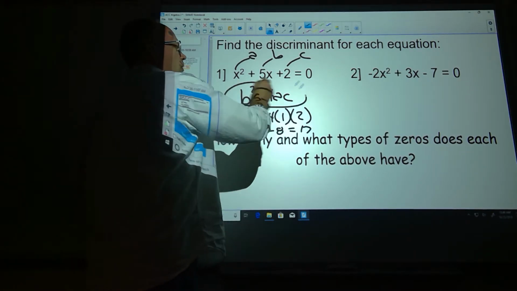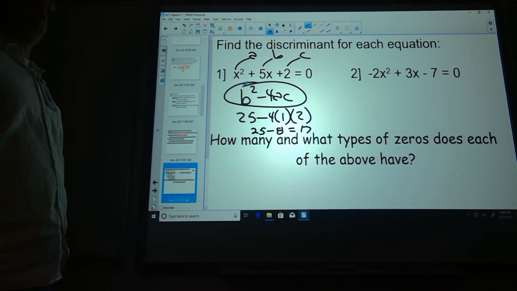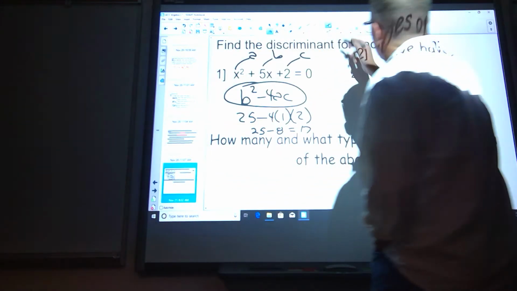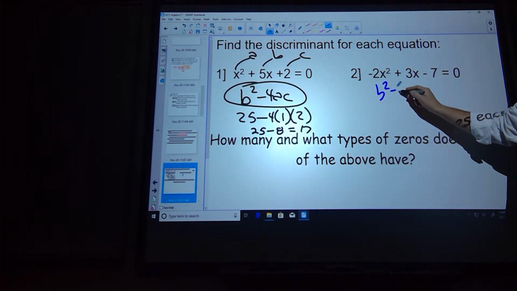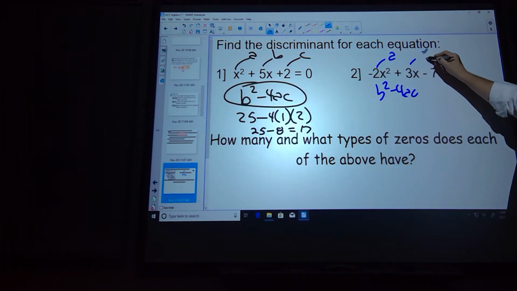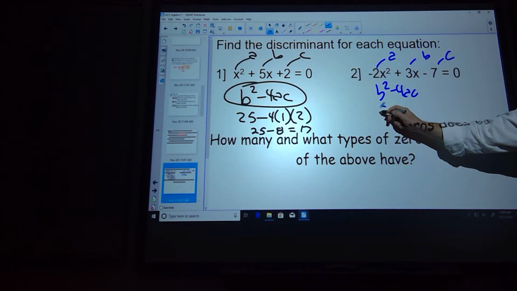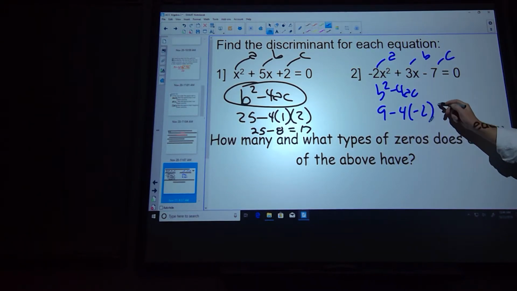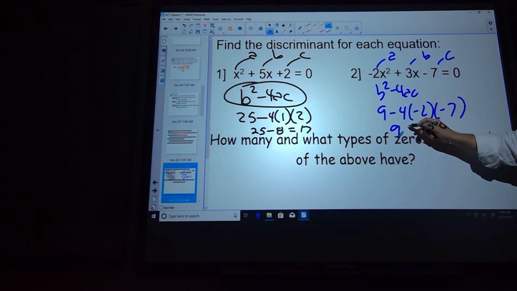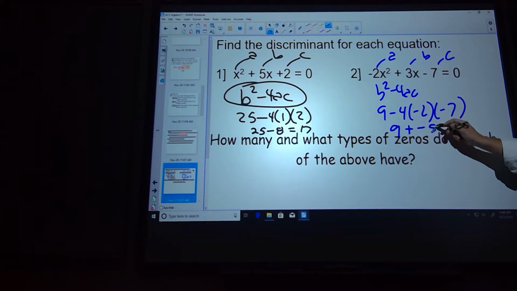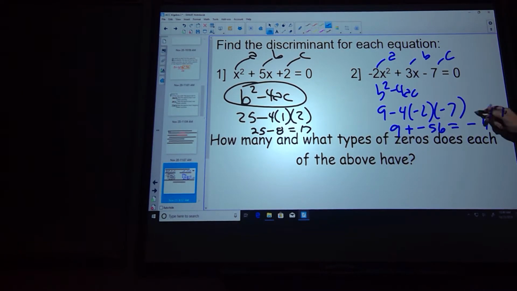Okay, so again, I'm just using what is underneath the radical to determine what kind of solutions I have. If I were to use the discriminant on this next one, b squared minus 4ac, and again, that's a, that's b, that's c. Make sure you understand that there's negatives involved. B squared is 9 minus 4 times a times c. So I get 9 plus negative 56, which is negative 47. That means I have a negative underneath the square root. If I have a negative under the square root, that means we have two complex solutions, which are imaginary numbers.